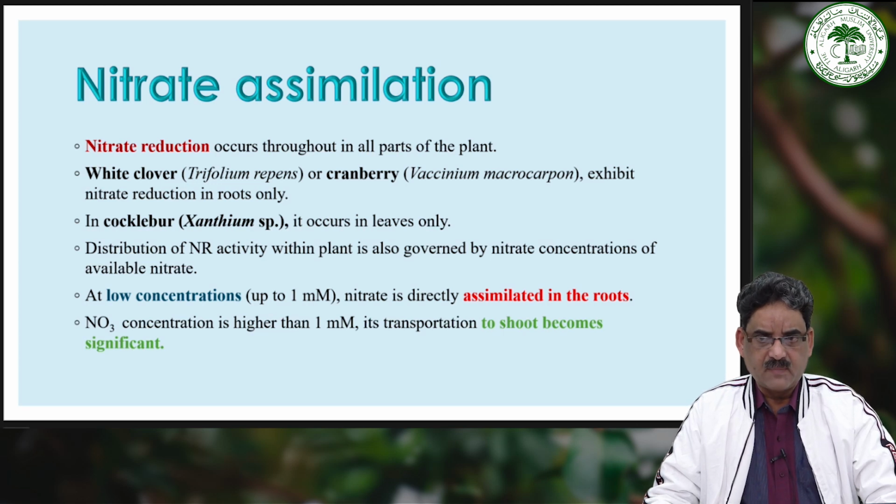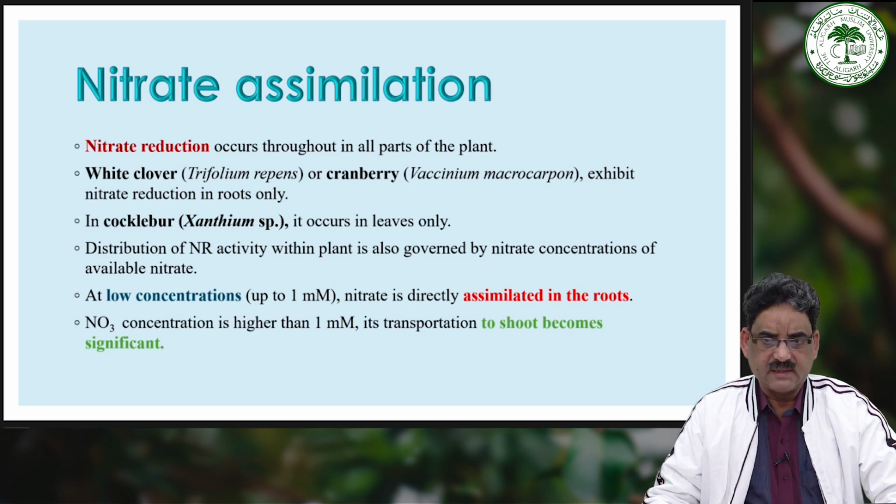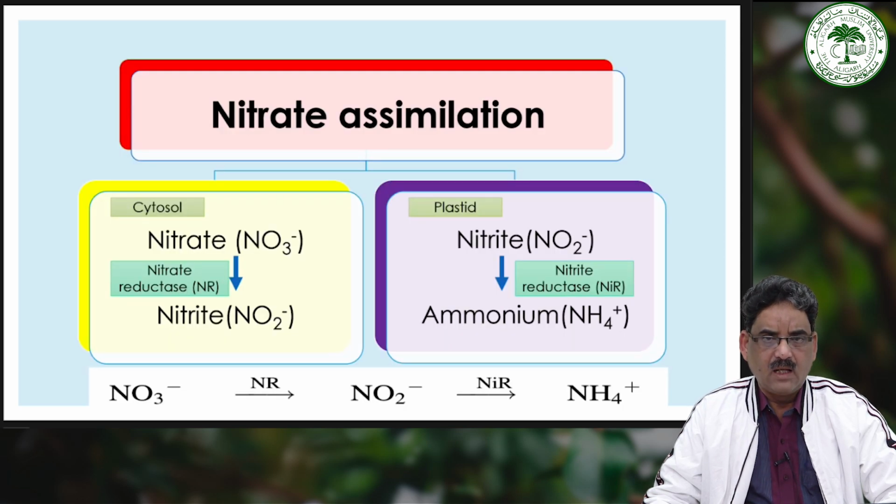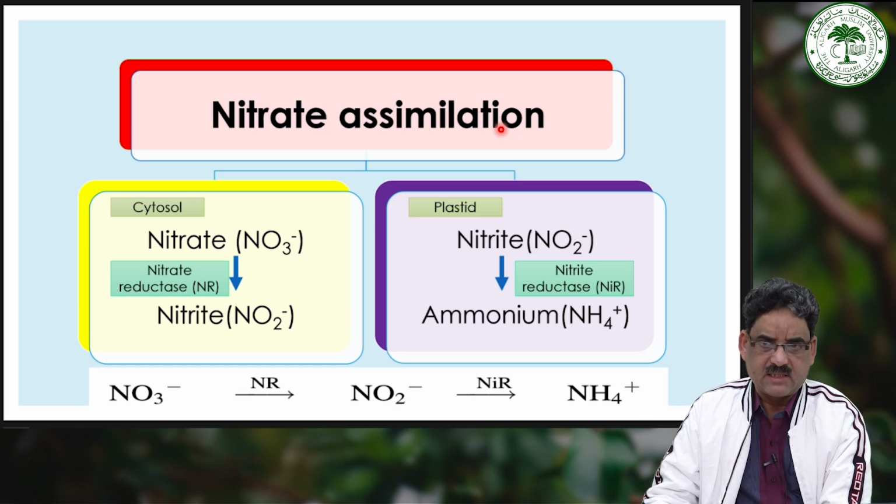Whereas in maize, nitrate reduction predominantly occurs in mesophyll cells rather than bundle sheath cells, as mesophyll cells possess a higher capacity for generating the necessary reductant, that is NADPH, which is essential for nitrate reduction. As you can see in the figure, nitrate assimilation involves two distinct steps.